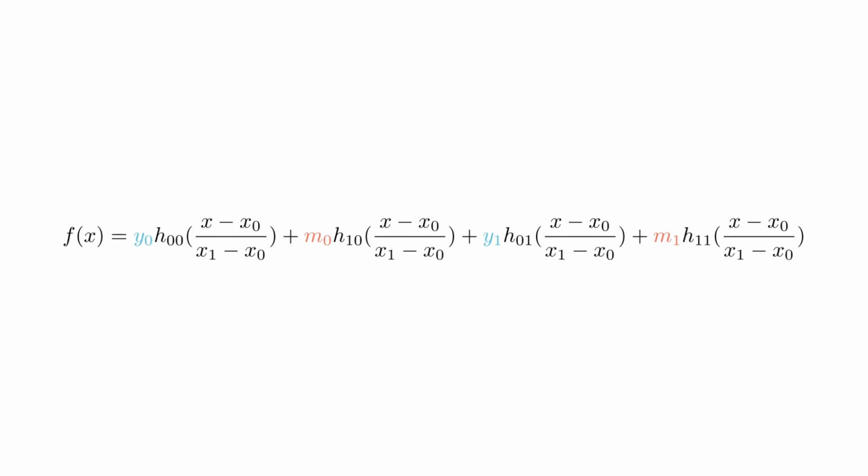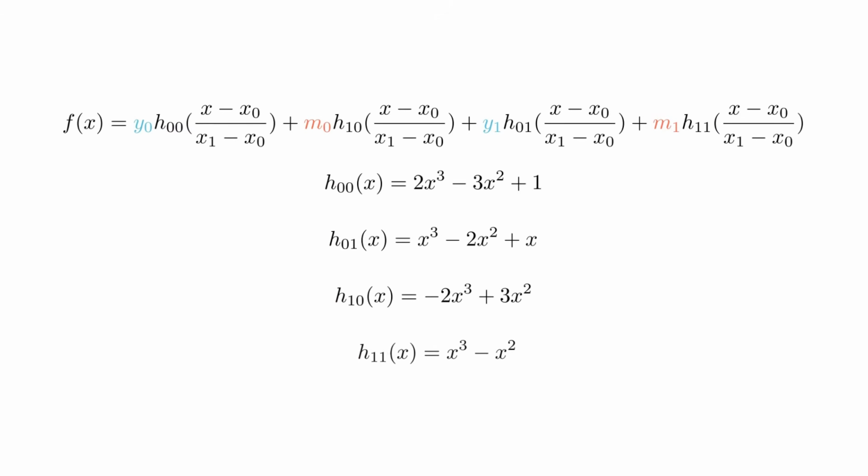Yeah, quite scary. This form is simplified using the Hermite basis functions, which are these 4 cubics. Let's see how to utilize it for interpolation.